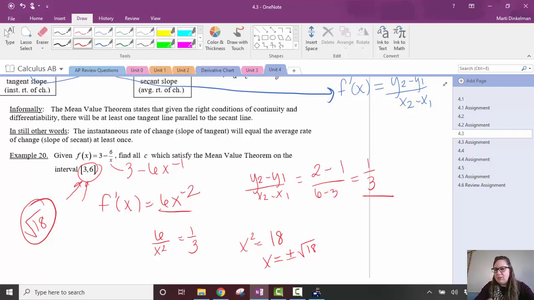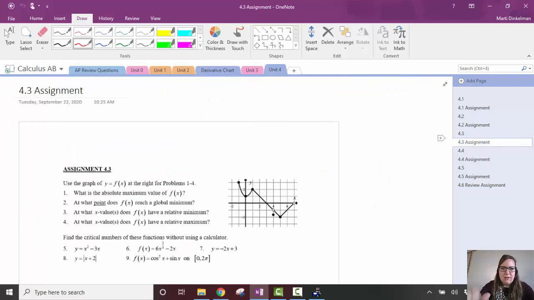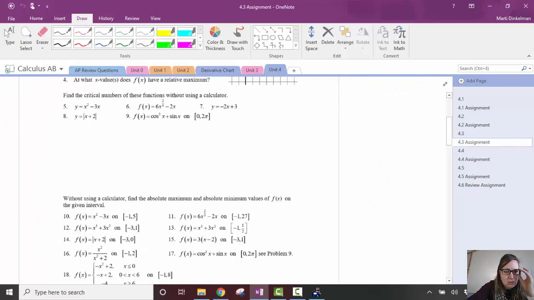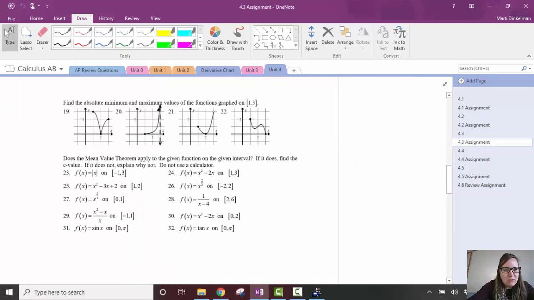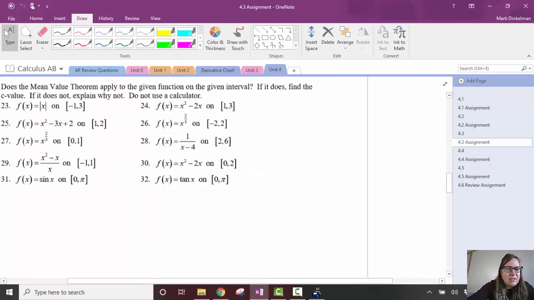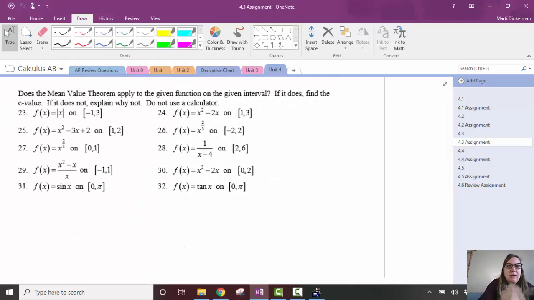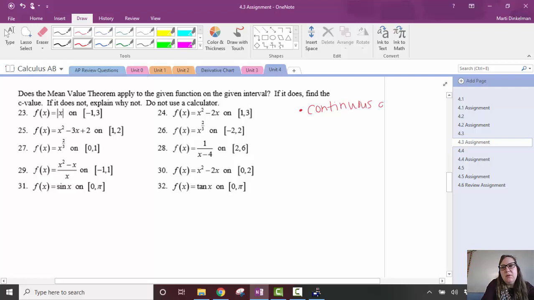I would kind of like to jump to the assignment and just answer a couple of questions. Again, after 22. This one says, does the mean value theorem apply? So what you're really looking for in these problems is whether the function is continuous on the interval. That's your first question. And then, is it differentiable on the interval?